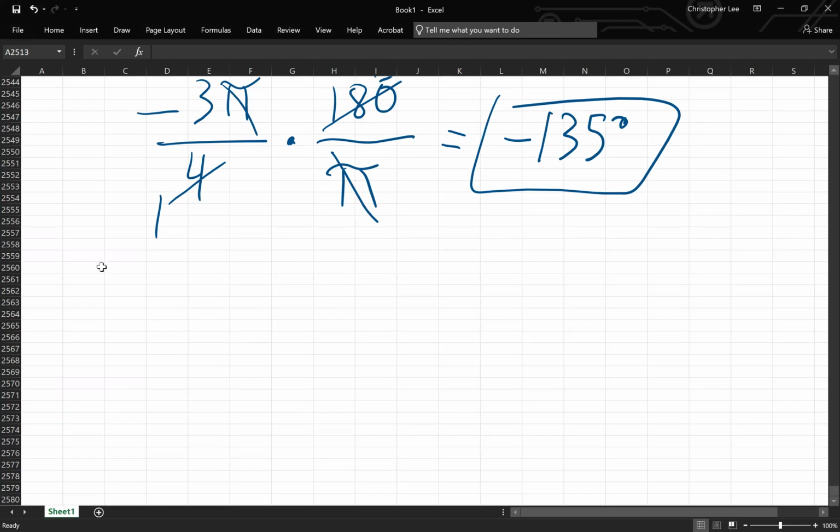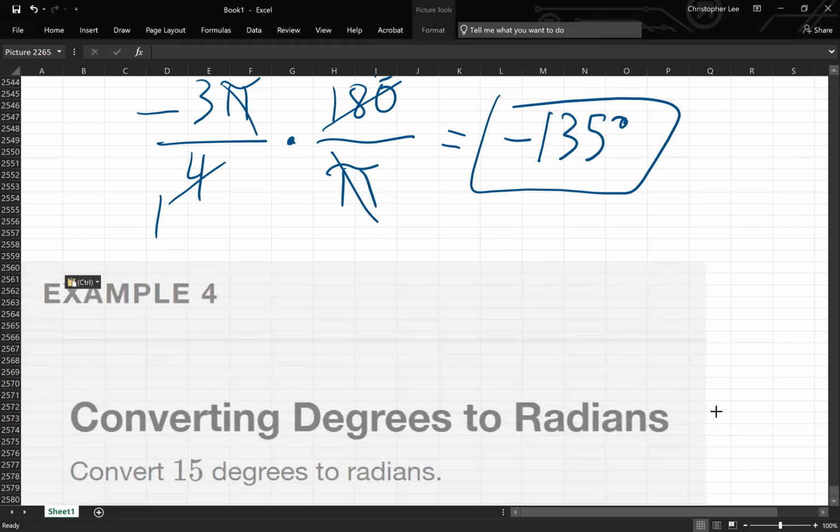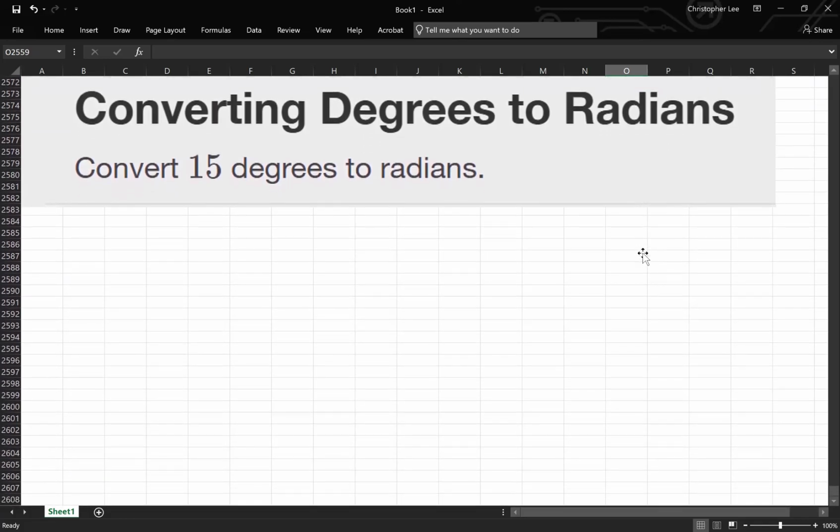All right, let's do the reverse real quick. So converting degrees to radians, right? I want to convert 15 degrees to radians. So I have 15 degrees, right? I'm going to multiply that by what? Pi over 180, right? And then you just go ahead and do that. What's 15 over 180?